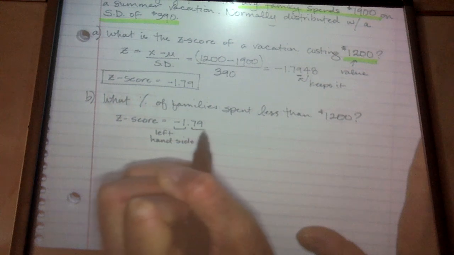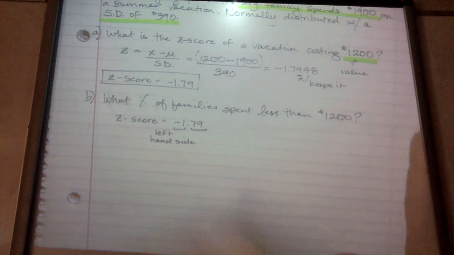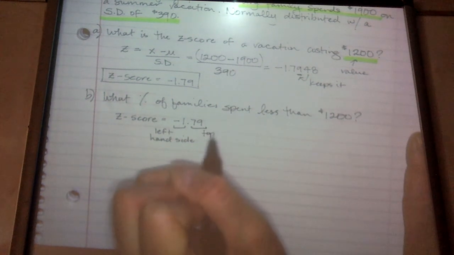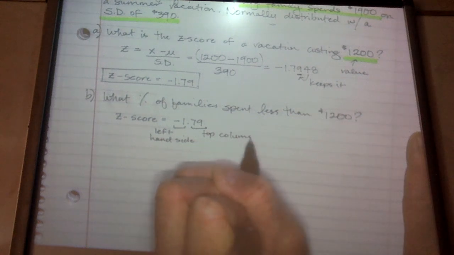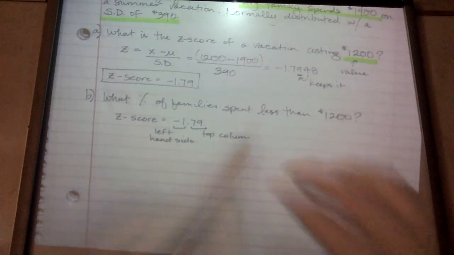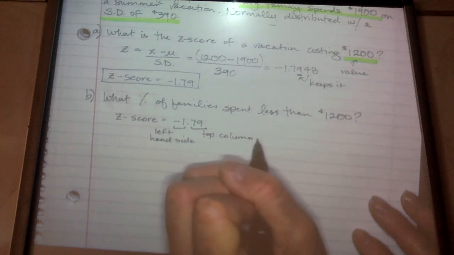The value on the right is the top columns of your table. So, turn to page 718.